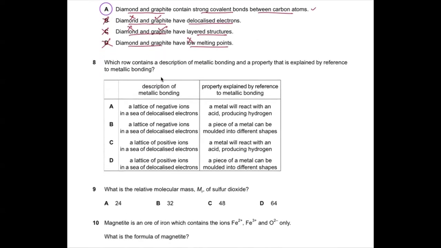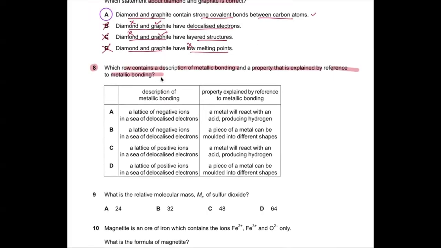Now, MCQ number 6. Which row contains a description of metallic bonding and a property that is explained by the presence of a metallic bond? Okay. So first thing, description: a lattice of negative ions, not at all. It's a lattice of positive ions in a sea of delocalized electrons. So it can be either C or D.